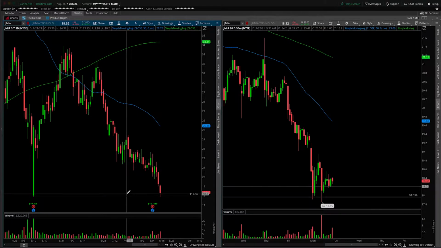I say starting to bounce because there is a small lower wick developing on today's price action, but that in and of itself is not confirmation that we are going to see a reversal. It's just signs that buyers are responding to this area of support.